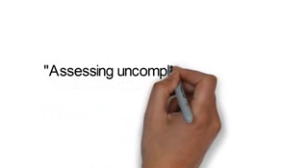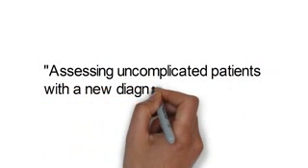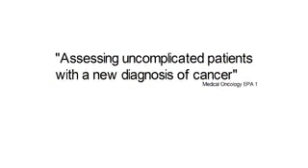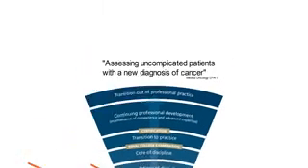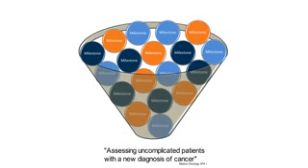For medical oncology, for example, assessing uncomplicated patients with a new diagnosis of cancer is an EPA that appears in the Foundations of Discipline stage. There are almost 20 milestones associated with this particular EPA.